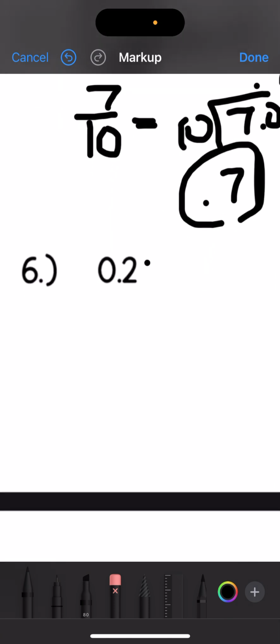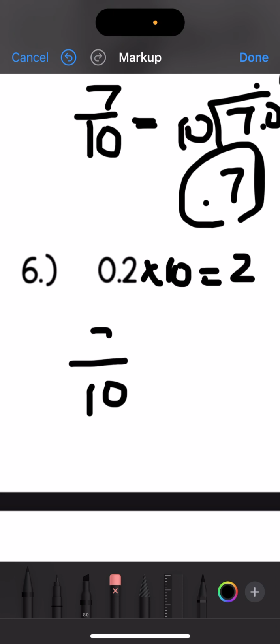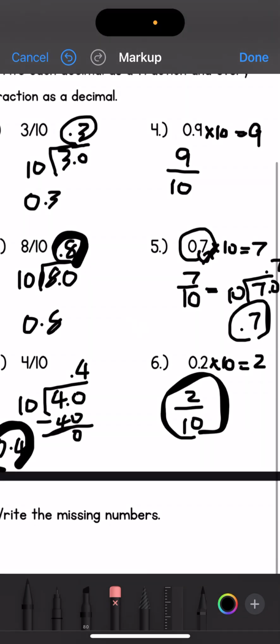This one will be 0.2 times 10. And we get 2. 2 tenths.